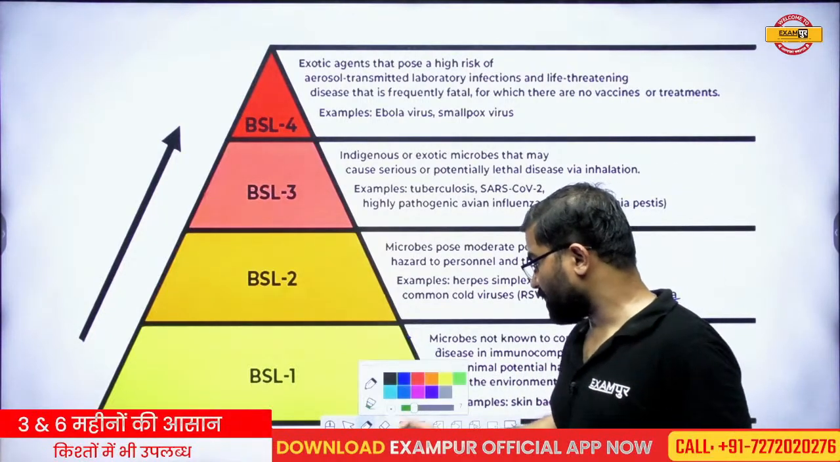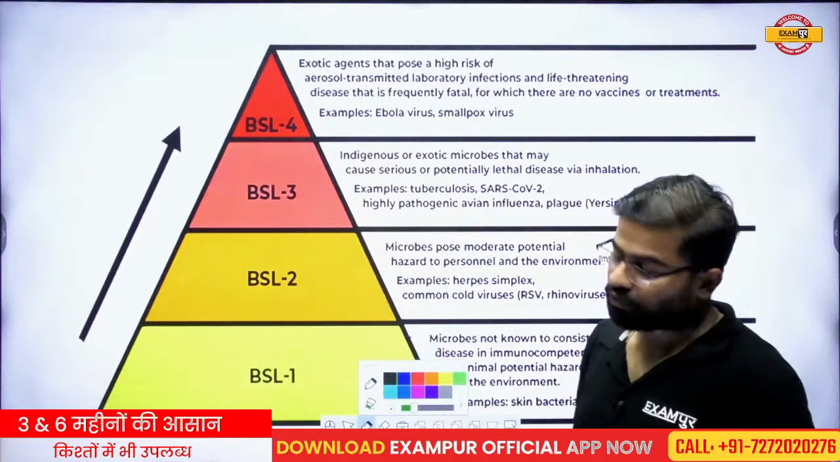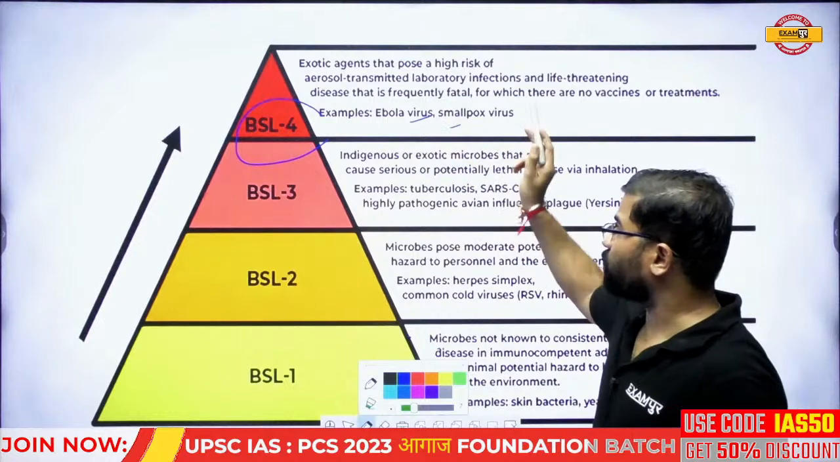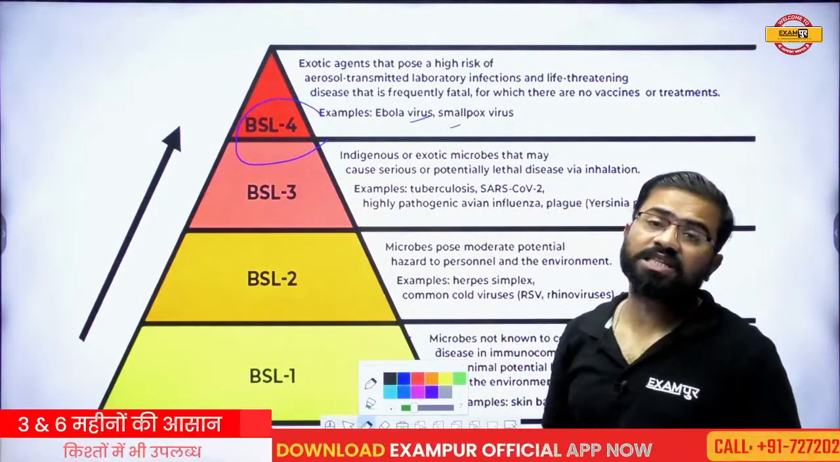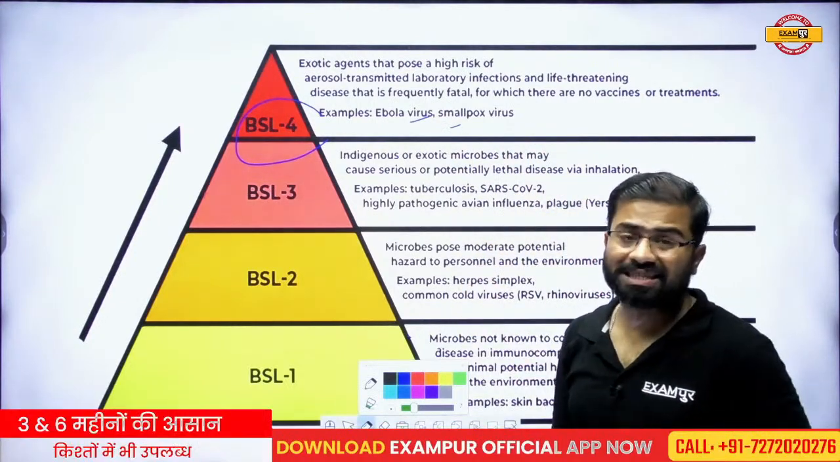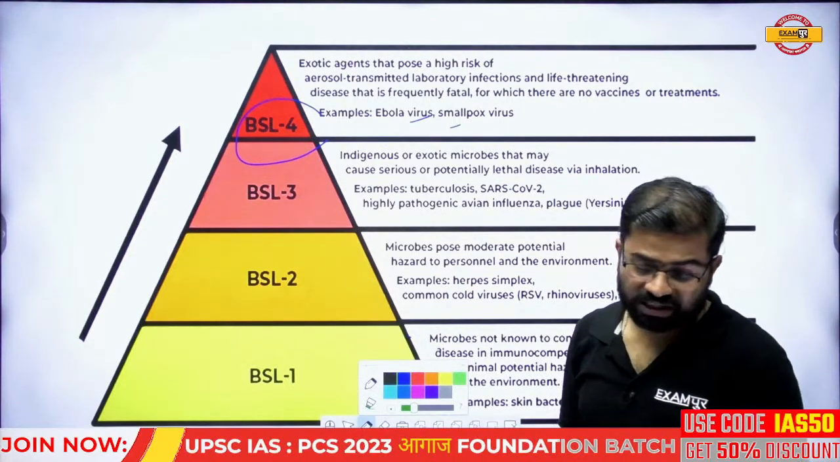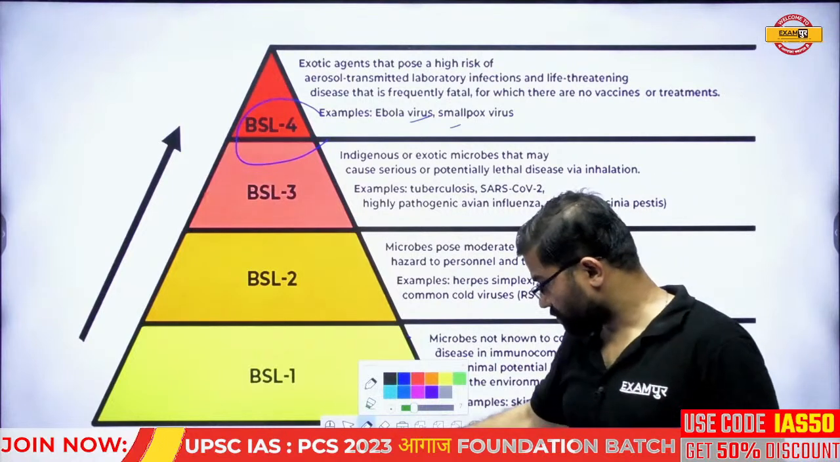But Langya virus falls under biosafety level 4. Examples are Ebola virus and smallpox virus. That means here transmissibility is very high. It can be easily transferred. Apart from that, the death rate is very high, and the severity and the symptoms generated by the Langya virus are very high. So we should be careful.